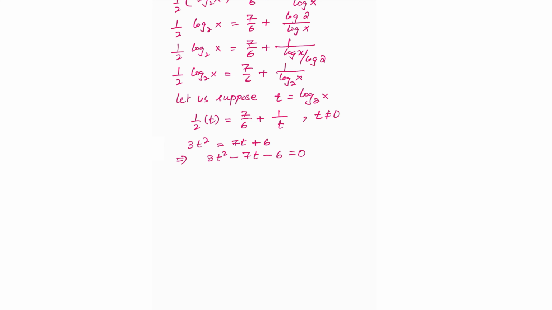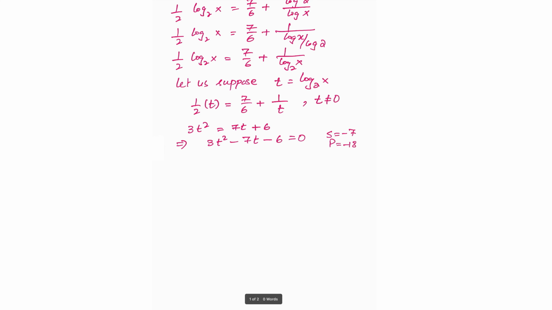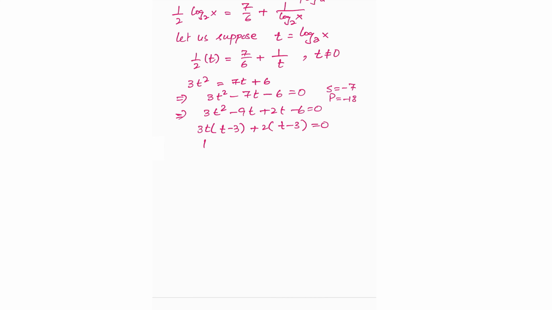Now I need sum equal to -7 and product equal to -18, and my two numbers are -9 and 2. So I will split the middle term: 3t squared minus 9t plus 2t minus 6 is 0. Group the first two together, so 3t is out, inside is t minus 3, plus 2 is out, t minus 3 equals 0. Simplify it, so t minus 3 is out, inside 3t plus 2 is equal to 0. This is only possible if t is equal to 3 or t is equal to -2/3.